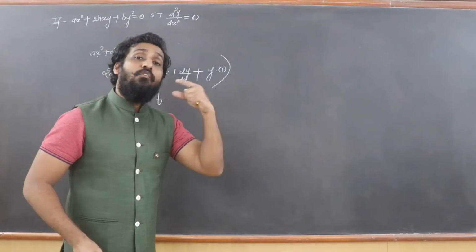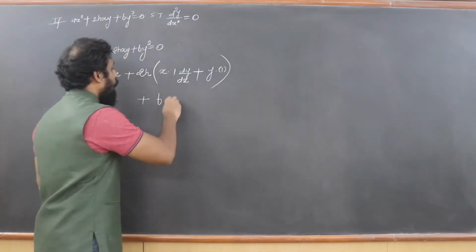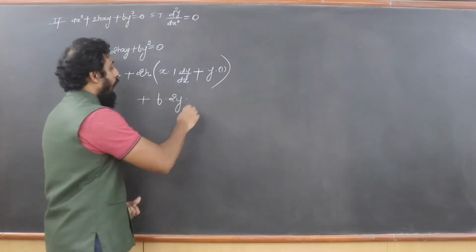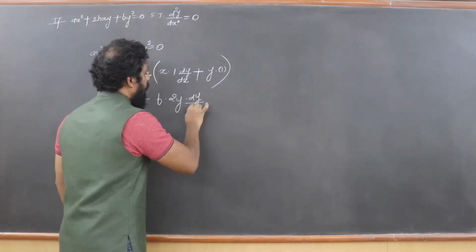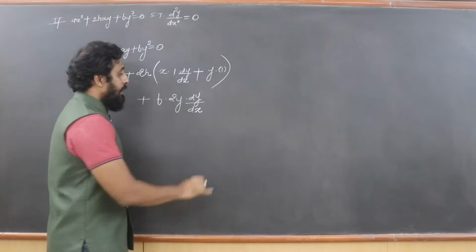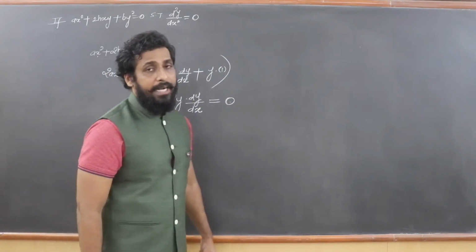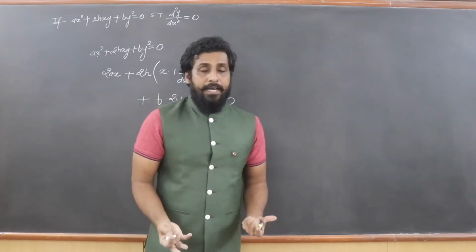Then the derivative of y square will also be 2y. But since it is a term of y, I should always remember to write dy by dx equal to 0, isn't it? Because the right hand side is 0. When we differentiate the right hand side 0, you will be getting the derivative as 0.